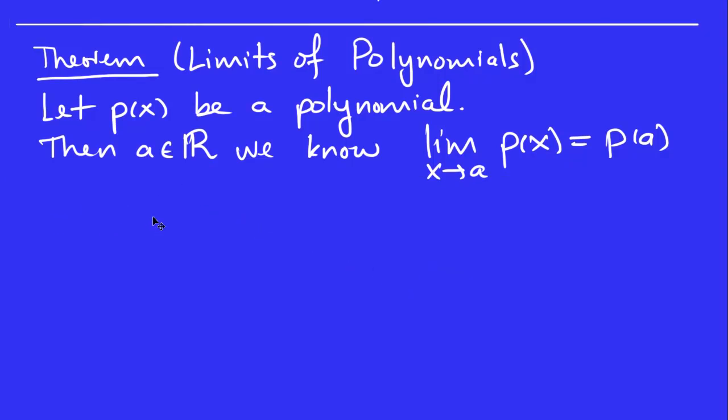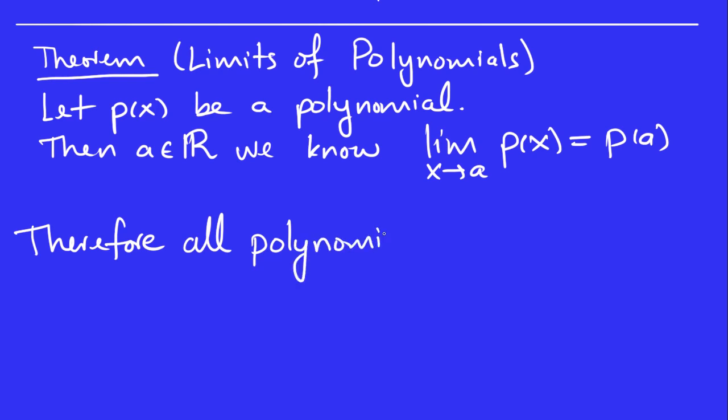And now we actually have a name for this. This limit as x goes to a of p of x, since we can do that limit simply by putting the number a inside the function and working it out, that's what it means to be continuous, right? So therefore, all polynomials are continuous at every value of a.